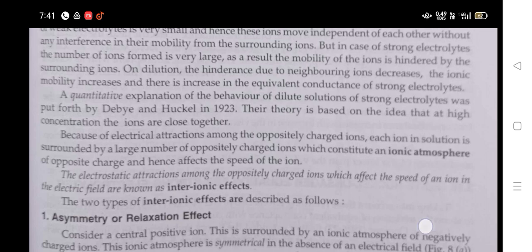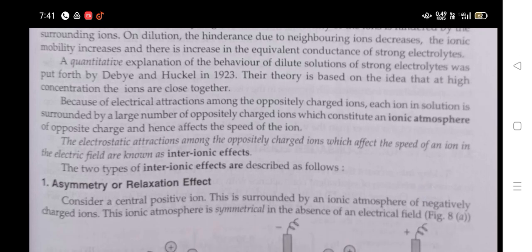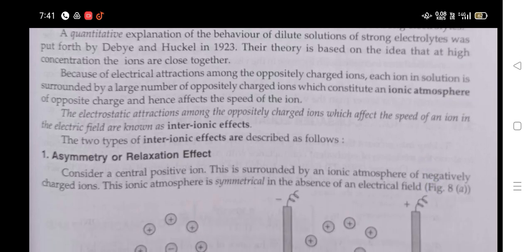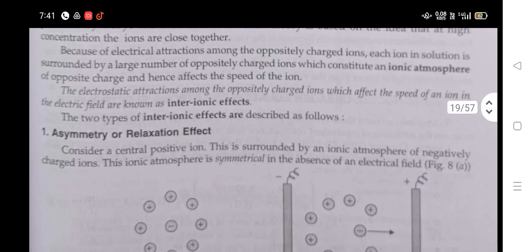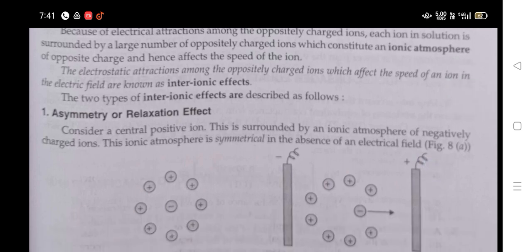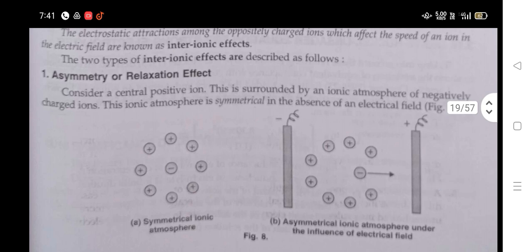The electrostatic attraction among the oppositely charged ions, which affects the speed of an ion in an electric field, is known as interionic effect. These two types of interionic effect are described as follows. First, asymmetry or relaxation effect. Consider a central positive ion. This is surrounded by an ionic atmosphere of negatively charged ions.